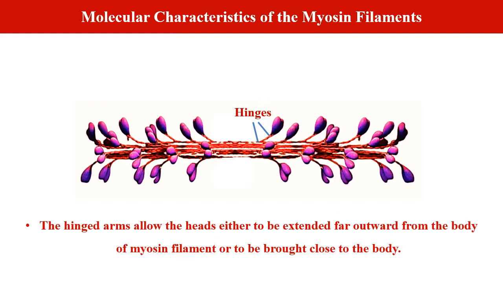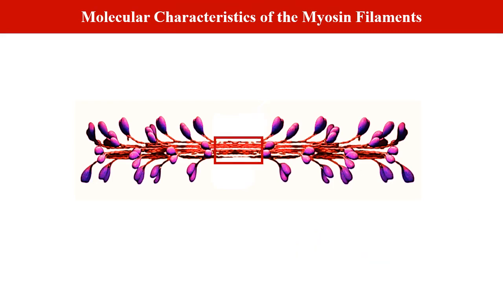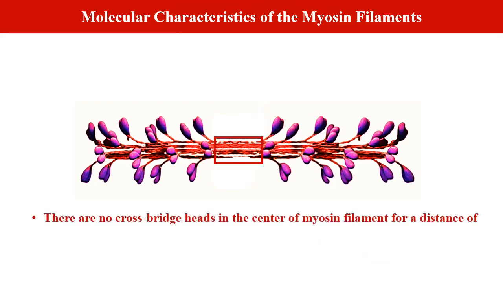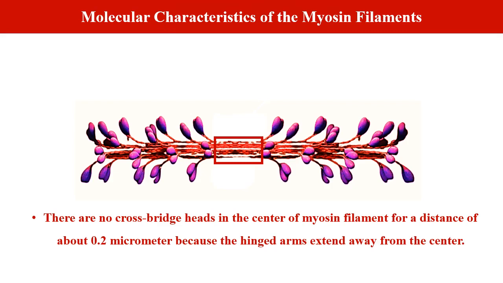The hinged arms allow the heads either to be extended far outward from the body of myosin filament or to be brought close to the body. There are no cross bridge heads in the center of the myosin filament for a distance of about 0.2 micrometer because the hinged arms extend away from the center.